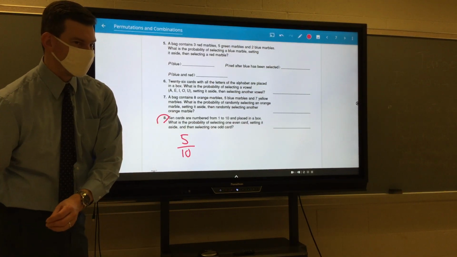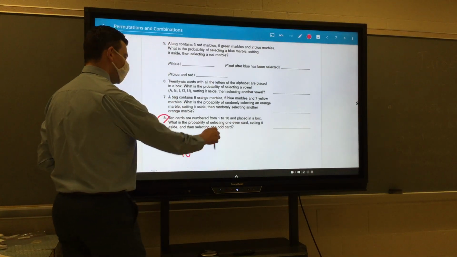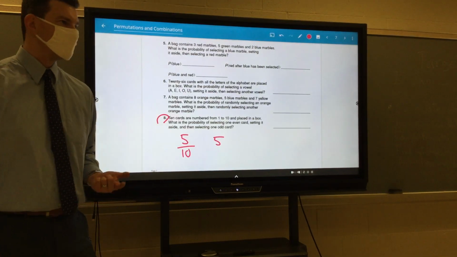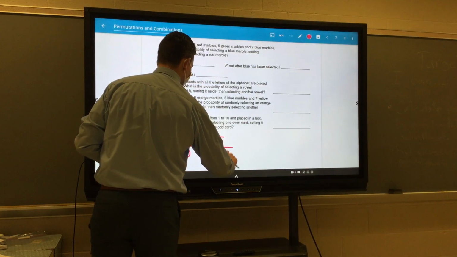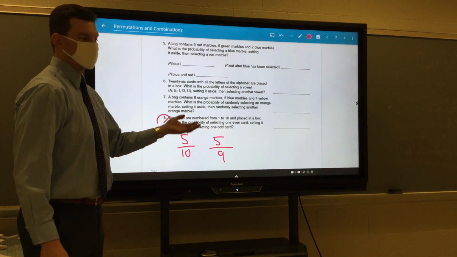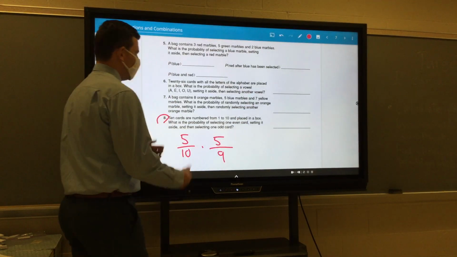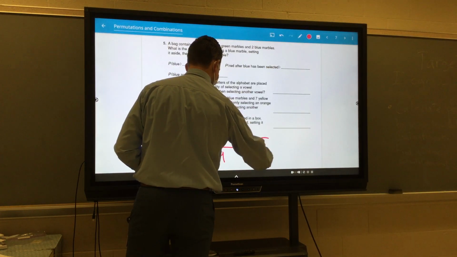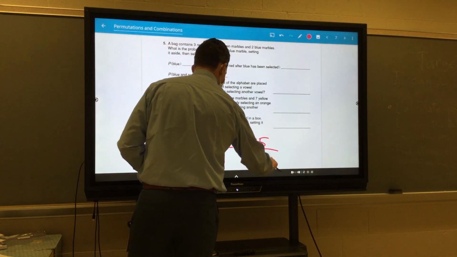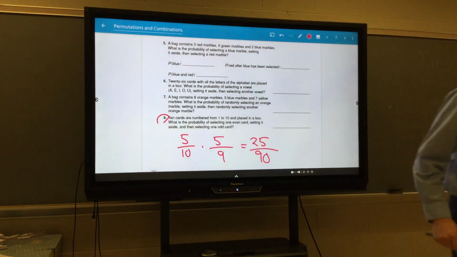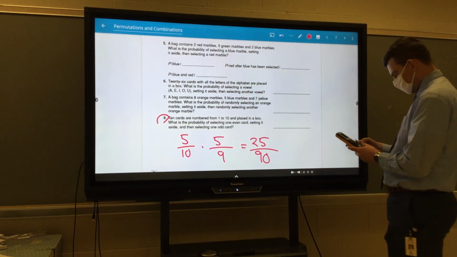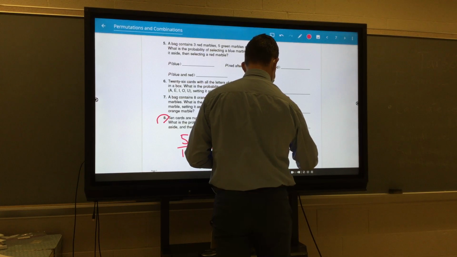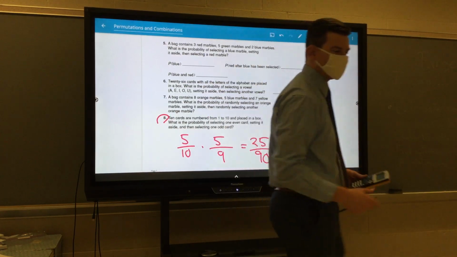We set it aside, and then we want to select an odd card. Now we will have all 5 odd cards, 1, 3, 5, 7, 9, but only 9 overall cards remaining. These would be dependent on each other. Multiply them together. 5 times 5 is 25, out of 90, so we're looking at slightly more than 25% if we were to divide this out. 25 divided by 90 is 0.27 repeating, or about 28%.